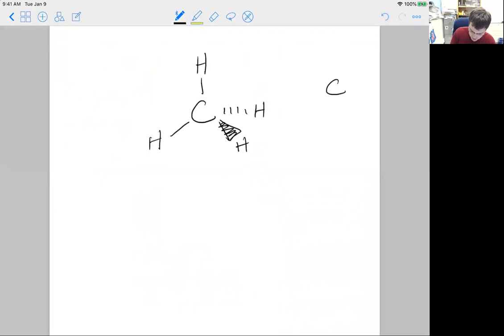Remember, these are three-dimensional things that exist in a three-dimensional universe. Just make sure you've got two lines and a wedge and a dash. Okay, so they can kind of roll around as things do. Just two lines, one wedge, one dash, and you've got a tetrahedron.